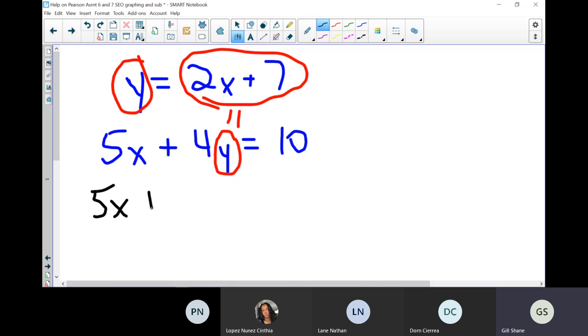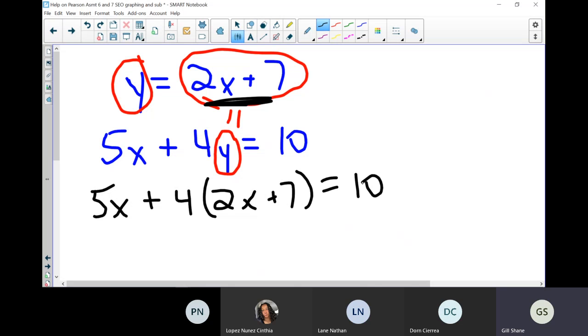So 5x doesn't change. The number 4 doesn't change. Remember, numbers will never change. Now, though, I'm taking that y out and I'm replacing it with this right here because they're the same thing. And I just want to get it down to just one variable so that I can solve it. And then the 10 doesn't change on the end. So that's your first step, is to plug it in.